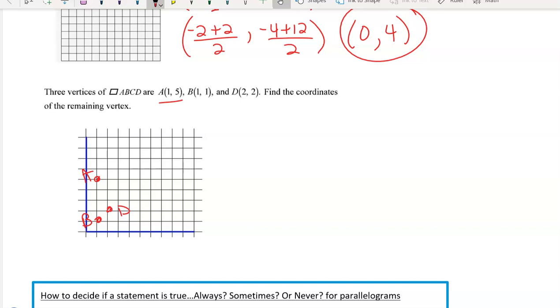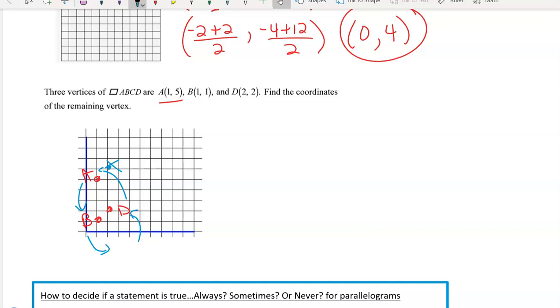So C needs to go in between B and D. So it might be reasonable to try and put your C up here, but then they're not going to go in order. Remember, it's got to go A to B, and then it's got to go B to C, and from C back to D, and then D to A. So this one can't be it.